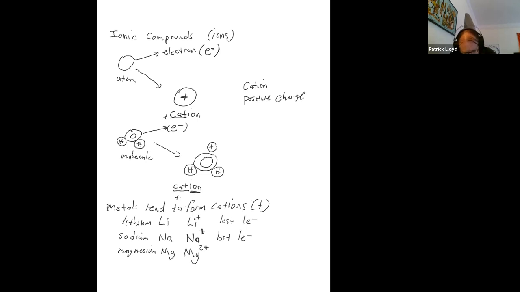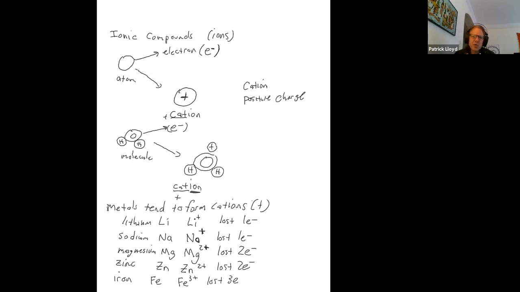Mg 2+. This means it lost 2 electrons. Another atom that tends to lose 2 electrons is zinc, Zn. It tends to lose 2, so it's Zn2+. And some atoms will lose 3 electrons. An example of that is iron, Fe. Iron has a tendency to lose 3 electrons.